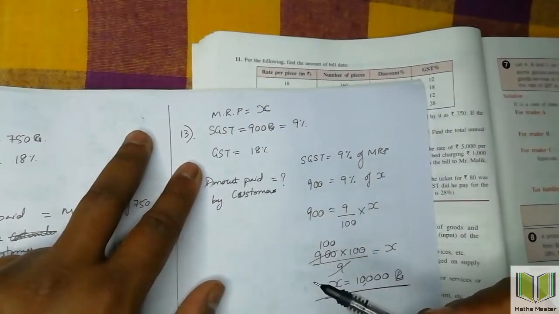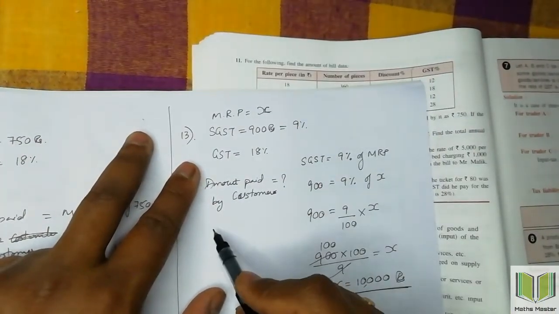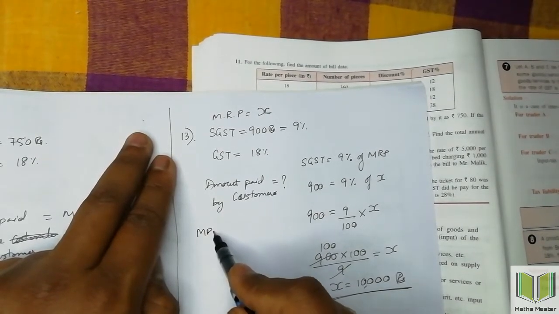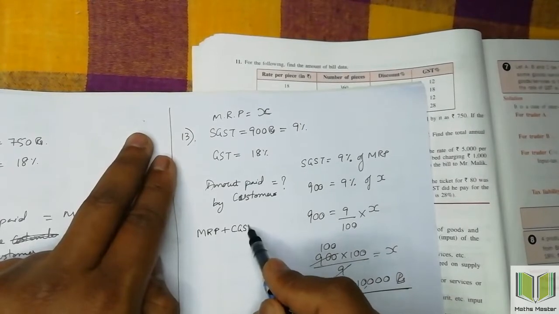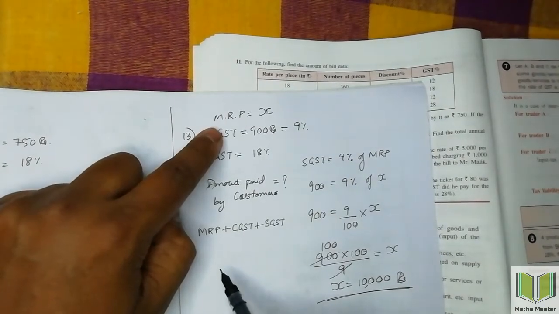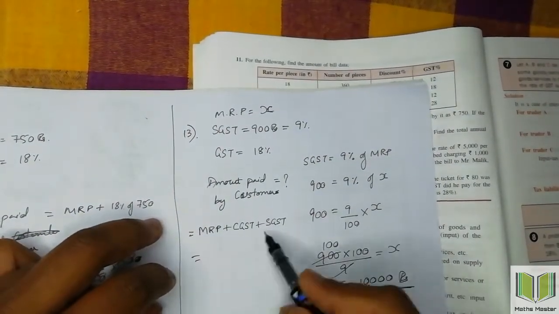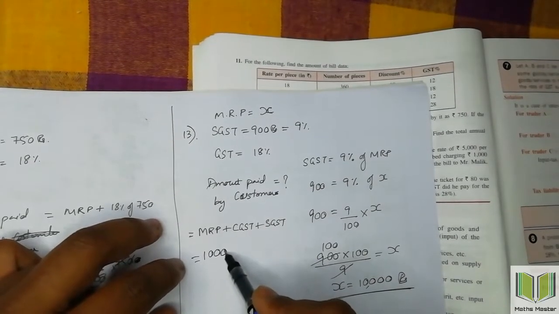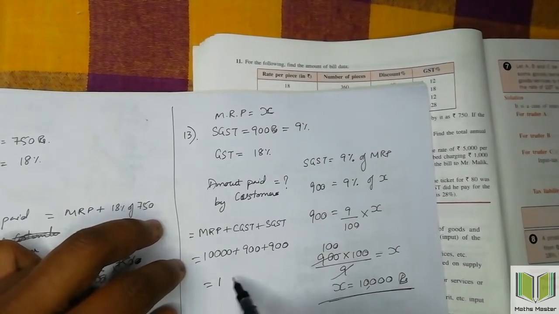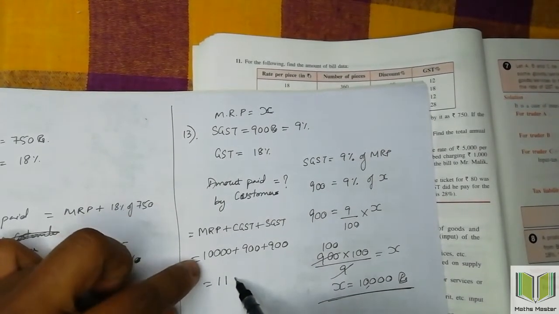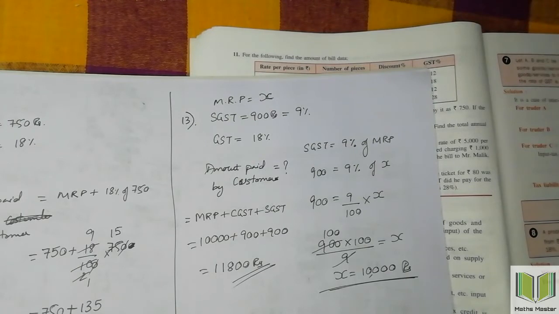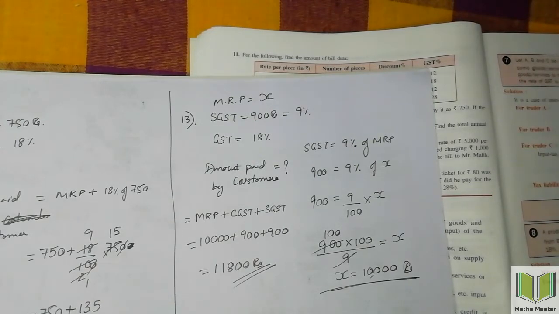If MRP is equal to 10,000 rupees, the amount paid by the customer will be equal to MRP plus CGST plus SGST. See, in the question they have given only SGST, but while solving, you need to add both CGST as well as SGST. 10,000 plus 900 plus 900 will be equal to 11,800 rupees. So the answer for the 13th problem will be 11,800 rupees.